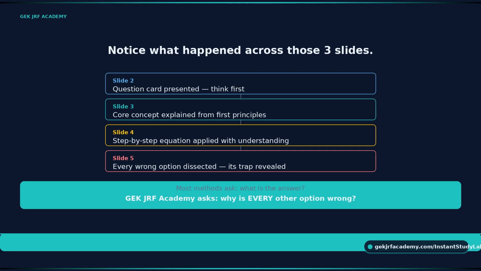Most methods ask, what is the answer? Our method asks, why is that the answer? Why is every other option wrong? And what does this question reveal about the mechanism? This is the philosophy at the core of JRF Academy. Maximum learning extracted from every carefully designed question.